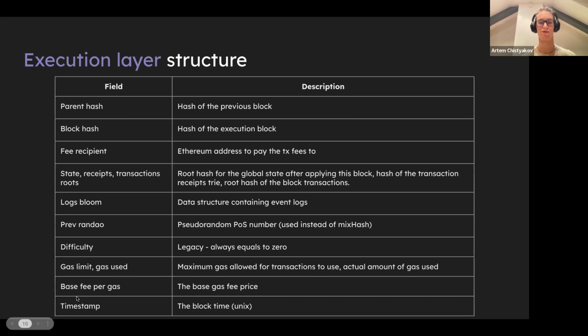The base fee per gas variable is there to control the congestion of Ethereum. If the load is low, then the base fee per gas will decrease to make the transactions cheaper, so as to maintain the gas usage to stay always in this 15 million zone. And this variable is maintained by Ethereum itself.